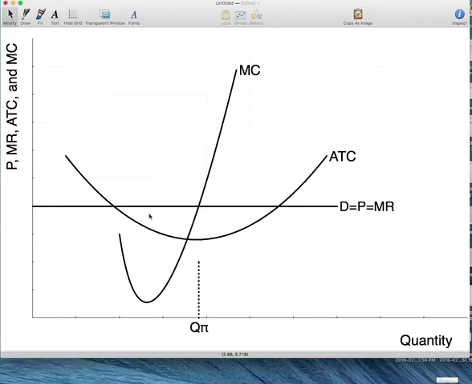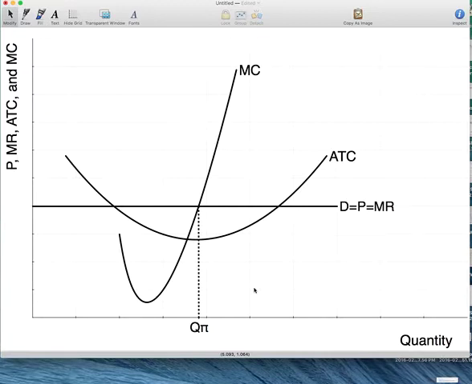What we're concerned with is selecting the output level that maximizes profit. So what is the profit maximizing condition? It's where marginal cost is equal to marginal revenue. So where marginal cost intersects marginal revenue, that will give us our profit maximizing output level. We go from that point straight down, and that gives us the profit maximizing output level. Again, we do the same exercise.